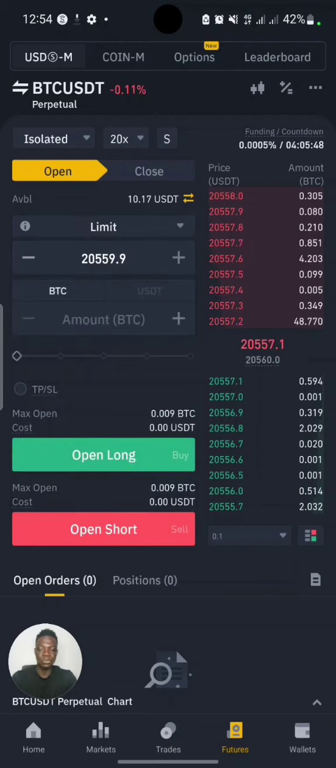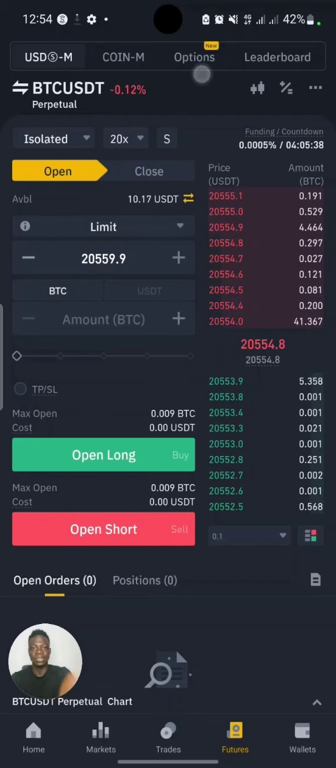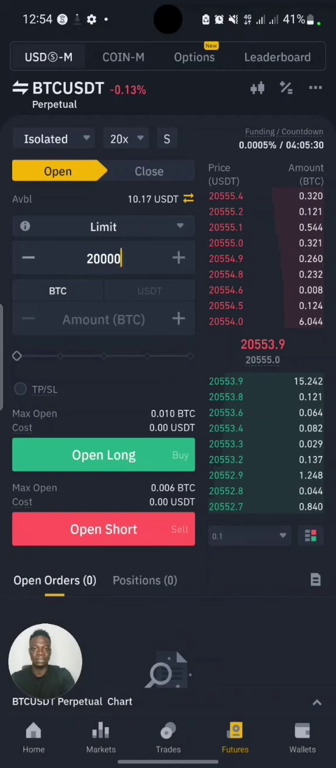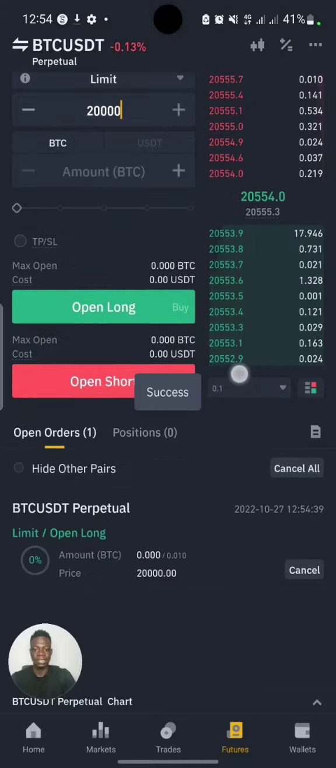Now if I want to, for example, long BTC below this current market price, what I'm going to do is I'll just set it, maybe at $20,000, right? Then drag this to this position. Maybe let me just say I'm using 100%. Then I'll click long, and this is limit order.